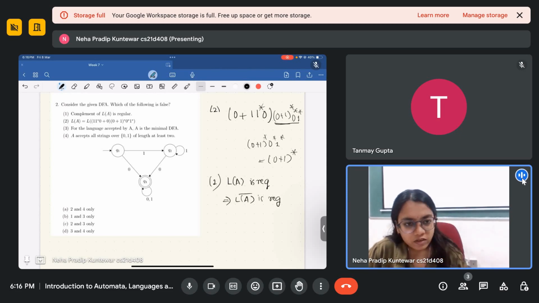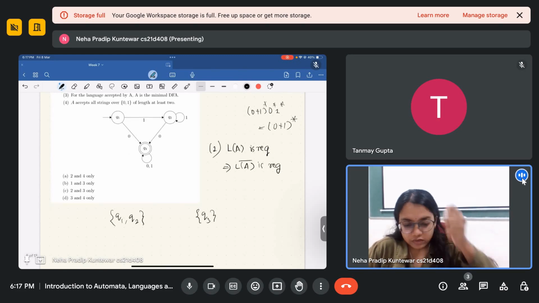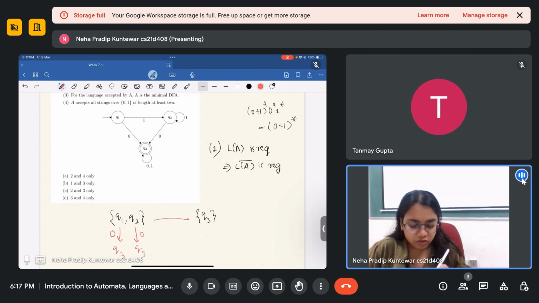Now let's look at 3. We want to see whether you can further minimize this DFA. So we'll do the same process. We start with two sets of states, one which is the non-final states and one which is the final state. Then we look at the behavior. Let's see what Q1 does on 0. On 0, Q1 goes to Q3, and Q2 also goes to Q3. So both of them go here, and we can't distinguish them based on that.